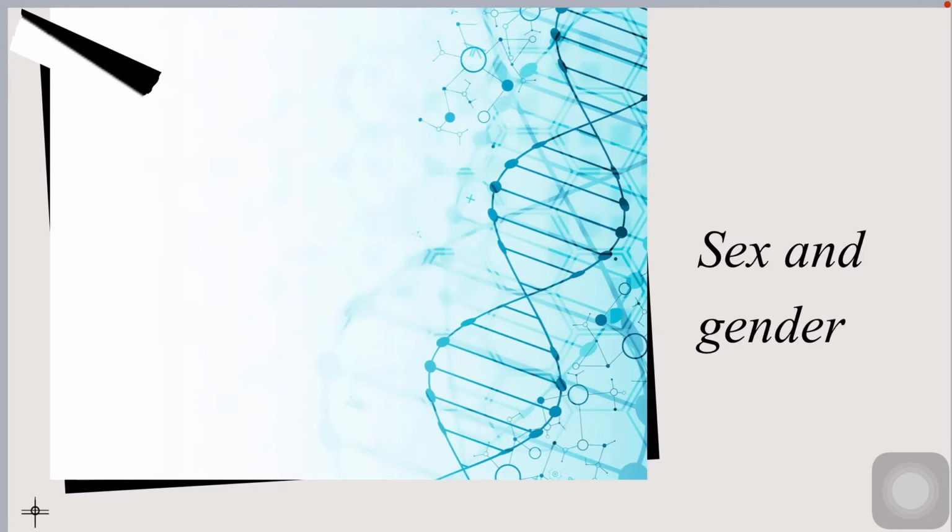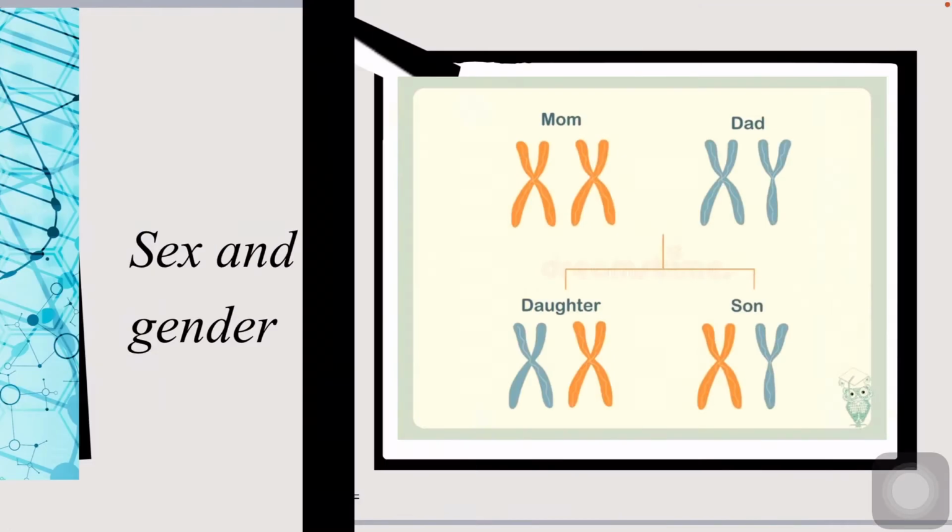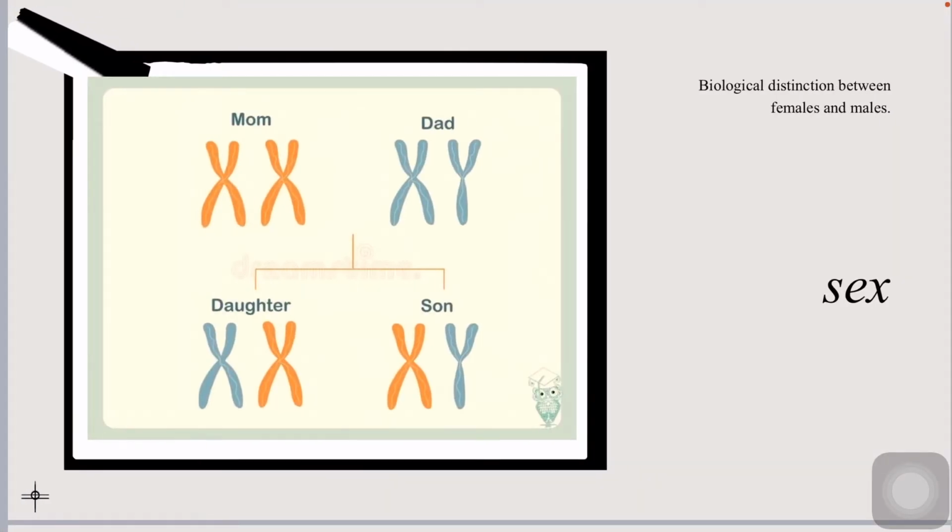Today we are going to see how sociological analysis helps us to understand both terms, sex and gender. Sex refers to the biological distinction between females and males. From a biological point of view, sex is the way that the human species reproduces.